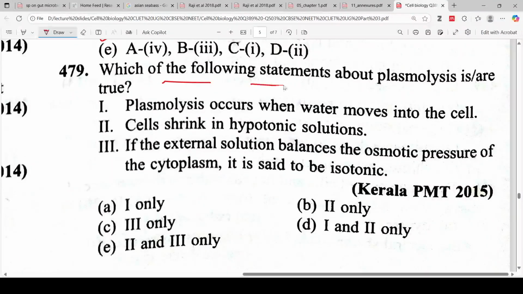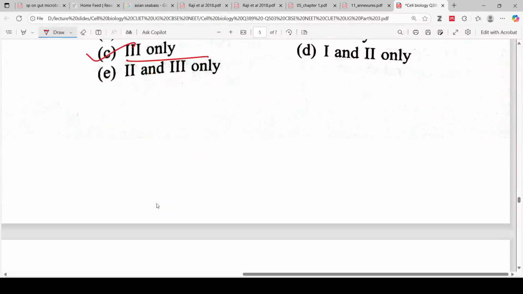Which one of the following statements about plasmolysis is or are not correct? Plasmolysis occurs when water moves into the cell. Cells shrink in the hypotonic solution. If the external solution balances the osmotic pressure of cytoplasm, it is said to be isotonic. So the correct answer is C, option 3 only. Next question.